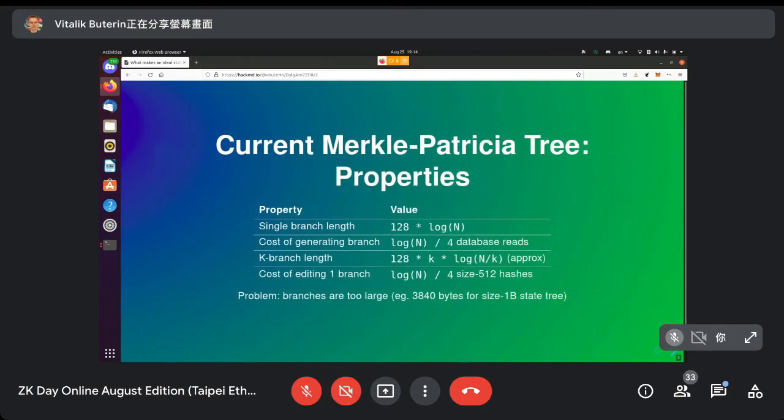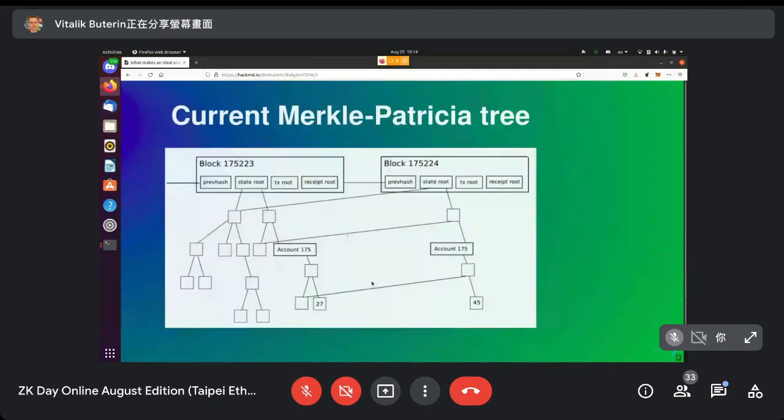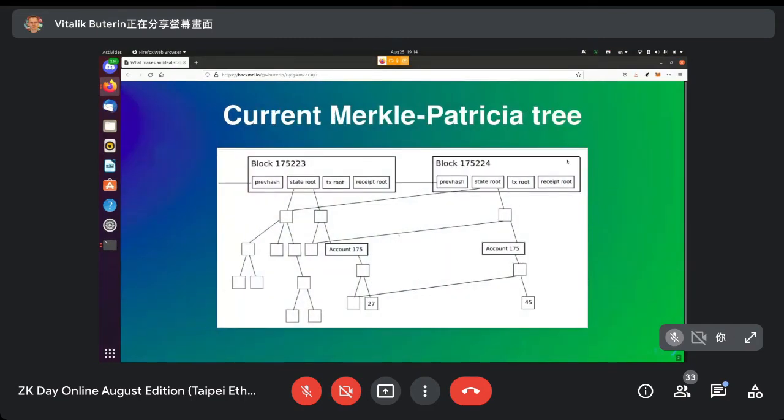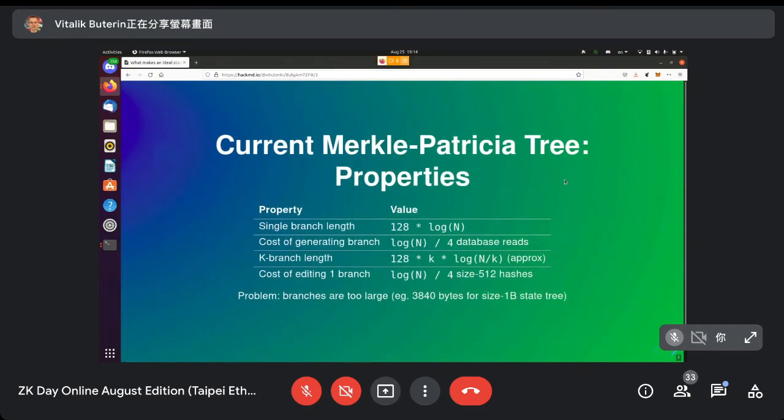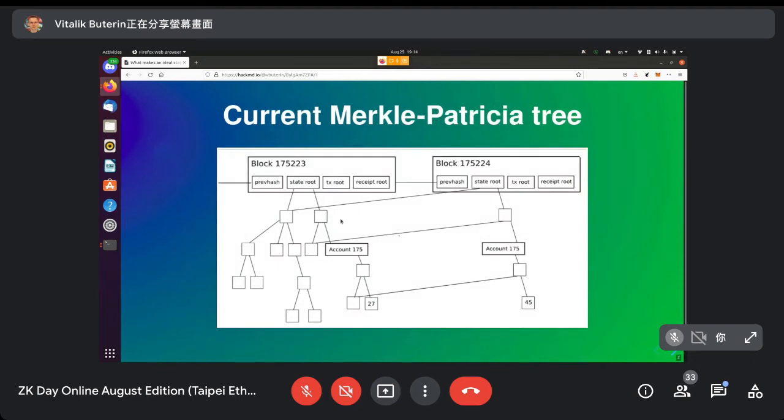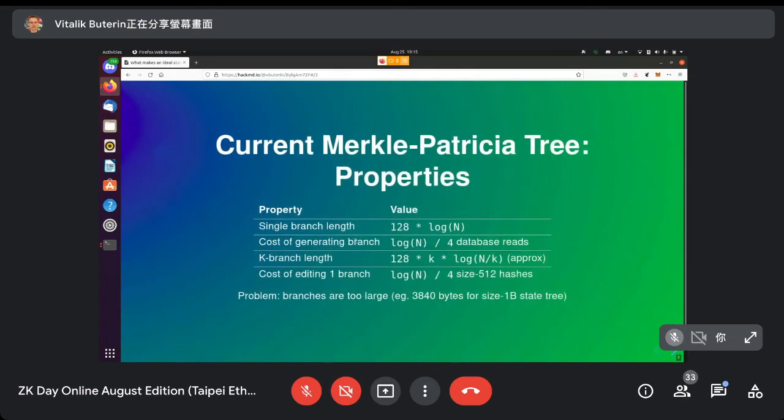And then the cost of editing one branch. So this is if there is one block, and that one block actually changes a branch in the state, then how much work does a node have to do? In this case, you have to basically redo a bunch of hashes. Say this 27 becomes a 28, then you have to rehash this node, rehash this node, rehash this node, rehash this node. And each of those hashes is 512 bytes. And then also on top of this, you have to do log n over 4 database writes. So that's where we are right now.